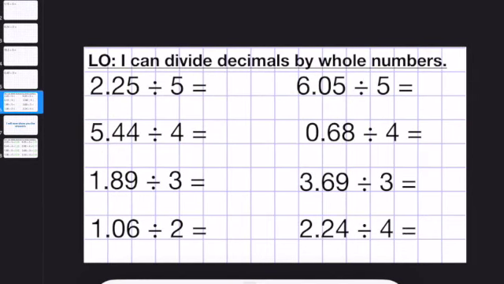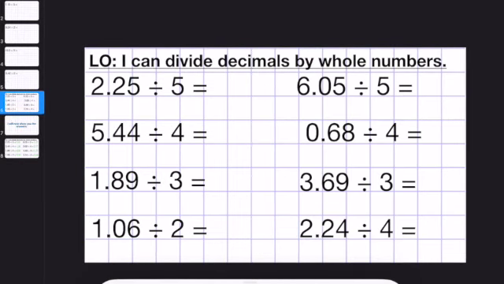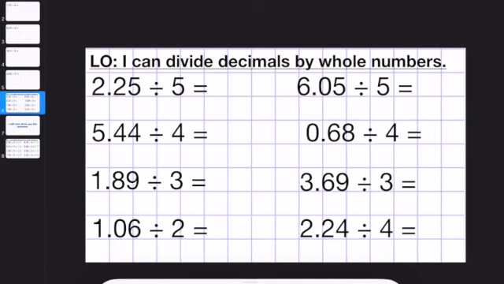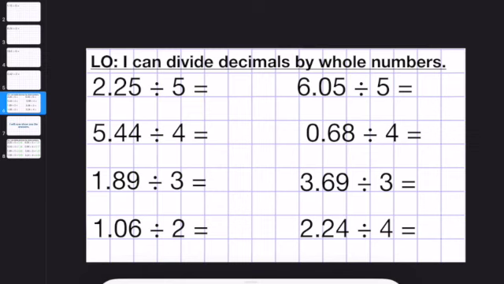We now have some more decimals divided by whole numbers for you to practice. So I'm going to ask you to pause your video and to do these calculations, and then when you are done, if you unpause the video, I will show you the answers.